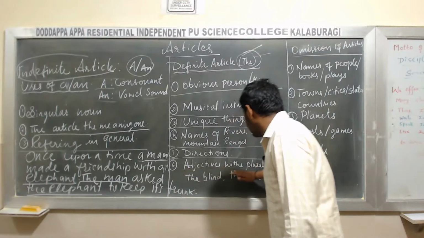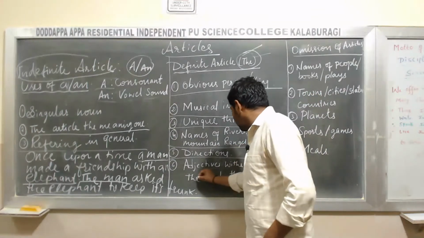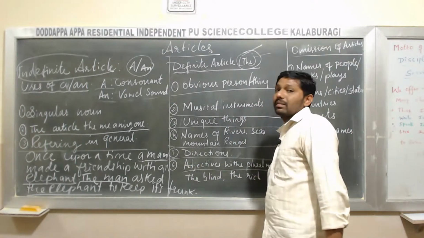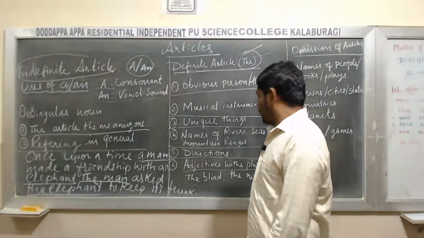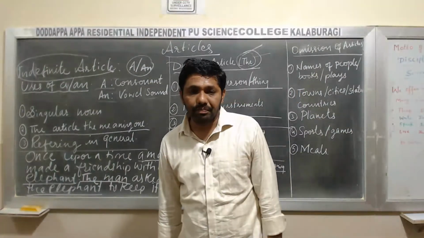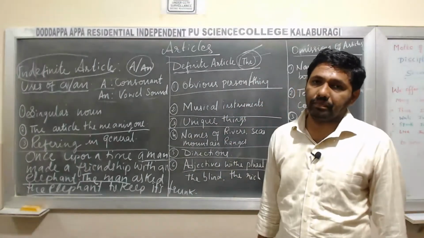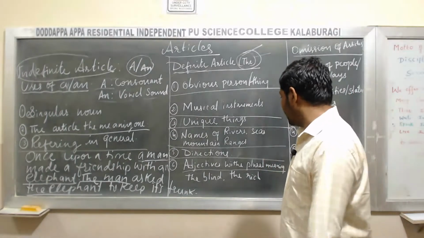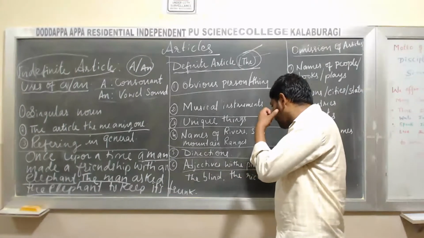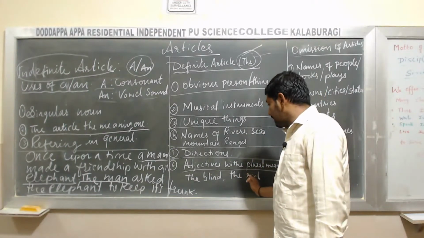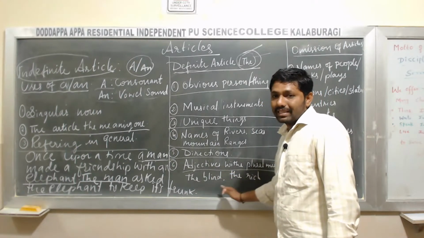Next, we should also use the with adjectives that give a plural meaning. The blind. There is a school for the blind. He always works for the rich. Modi government is much worried about the poor people. So when you are using an adjective with a plural meaning, we should compulsorily use the, like the blind, the rich, the poor, the energetic.